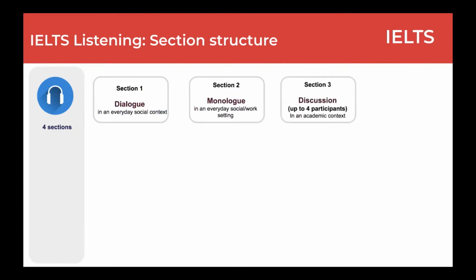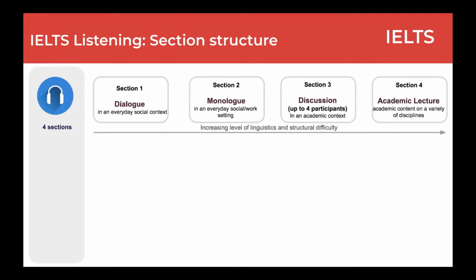The third section is a discussion, and there could be up to 4 participants. And usually this discussion happens in an academic context. And finally, the academic lecture, so something that you will encounter in class when your professor gives you a lecture. And usually it covers academic content on a variety of disciplines. So the level of sections increases from section 1, which is more basic, to section 4, which is a bit more advanced and covers academic context.